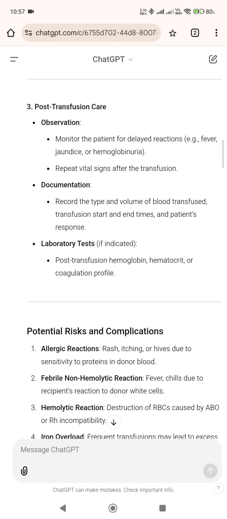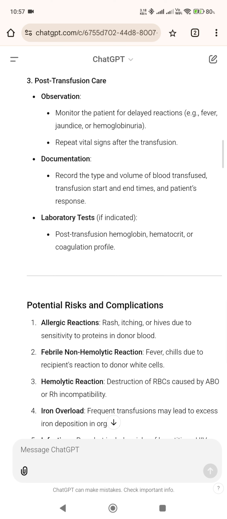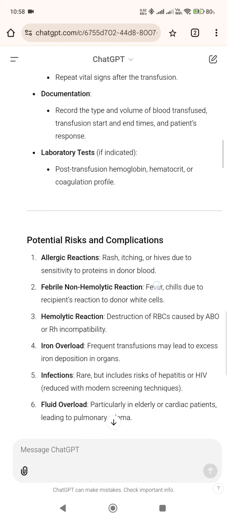3. Post-transfusion care. Observation: monitor the patient for delayed reactions, e.g., fever, jaundice, or hemoglobinuria. Repeat vital signs after the transfusion. Documentation: record the type and volume of blood transfused, transfusion start and end times, and patient's response. Laboratory tests, if indicated: post-transfusion hemoglobin, hematocrit, or coagulation profile.